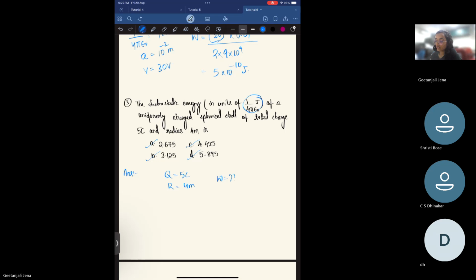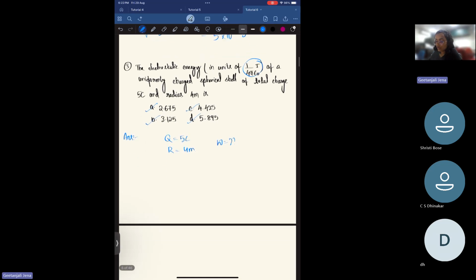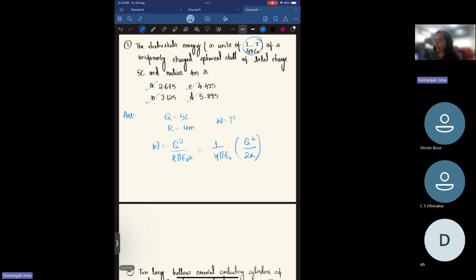Okay. Good that you are also solving the problems. So, question is easy. You know the formula. It is q square by 8 pi epsilon naught A. You know q and r is given. So you can express in terms of q and a. This is q square by 2a. Yes, so you both are correct. Answer will be option C. Okay. So sorry, option B.